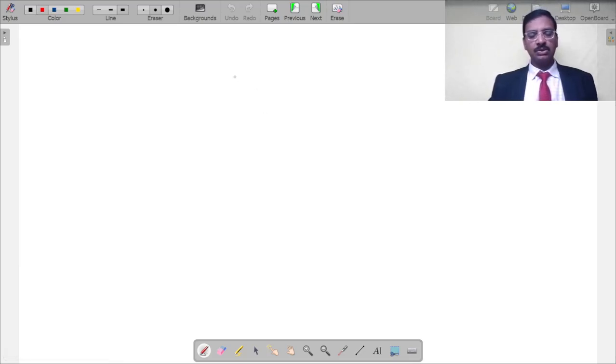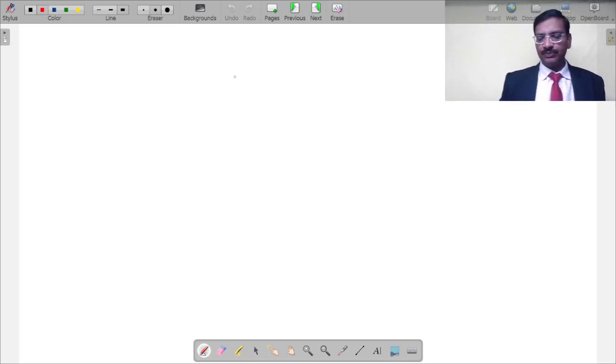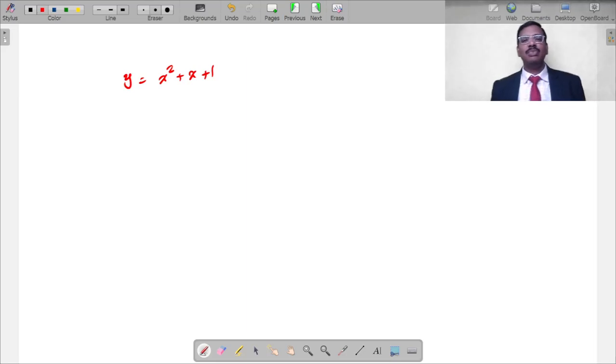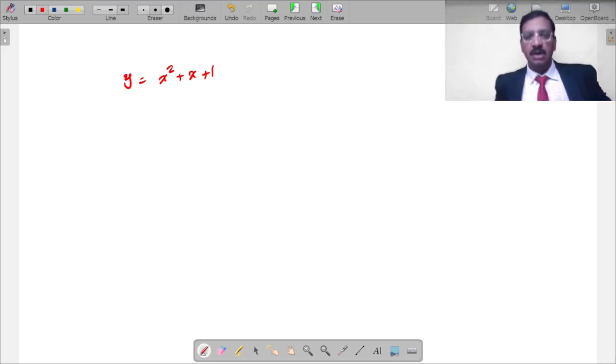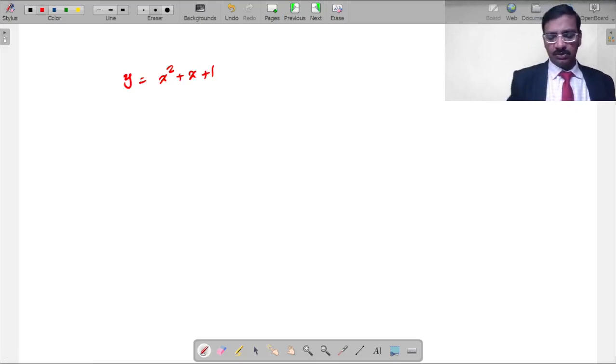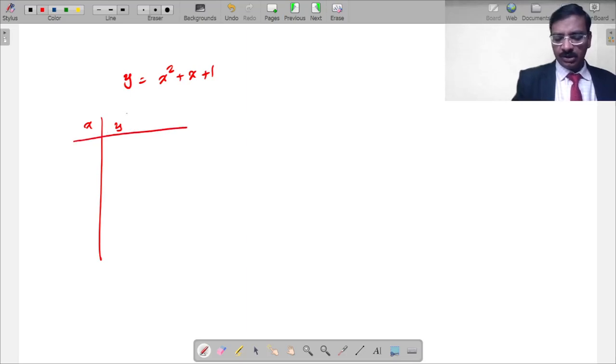Here we take one particular simple case. I take one function y is equal to x square plus x plus 1. This is the simplest function we can think of. In this function, x square plus x plus 1, if you try to draw the graph at different values, let us take one particular value. I'll just prepare a table. So this is the x value I consider, and this is the y value I consider.